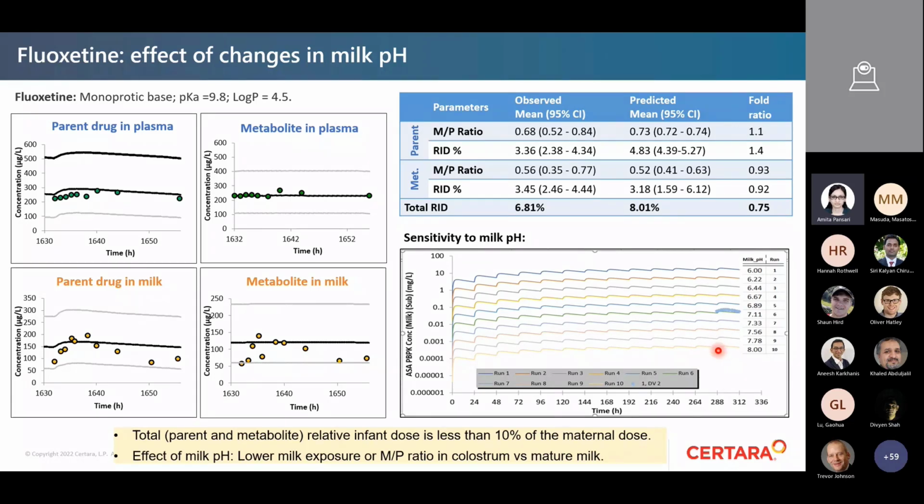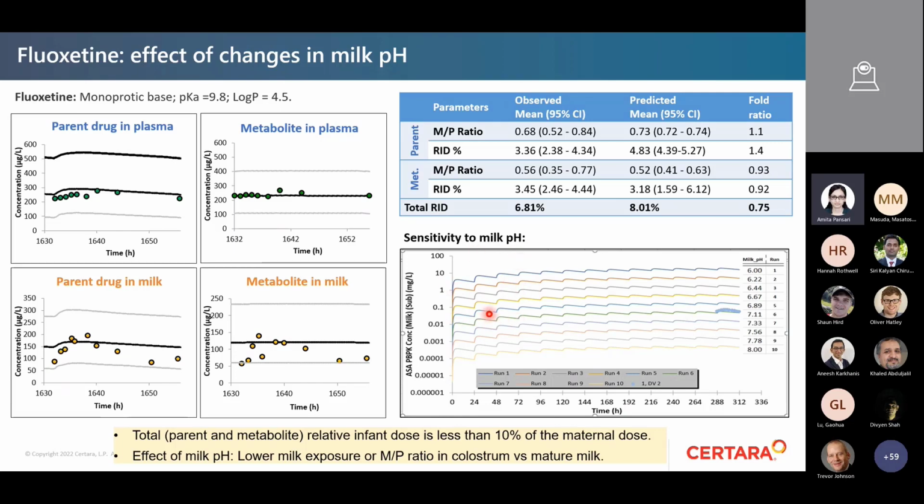milk to plasma ratio, and you can see here the effect of milk pH in the perinatal PBPK model application. This is one example with the higher pH, which might be the case in real life as well, where you see theophylline has lower exposure in the colostrum due to the high pH. The drug may have higher exposure in mature milk as the milk pH changes later on, in the umbilical cord, and overall in pregnancy as well as in breastfeeding.